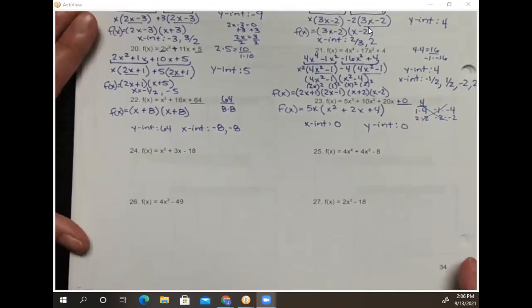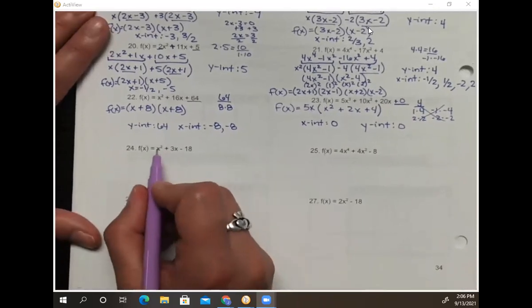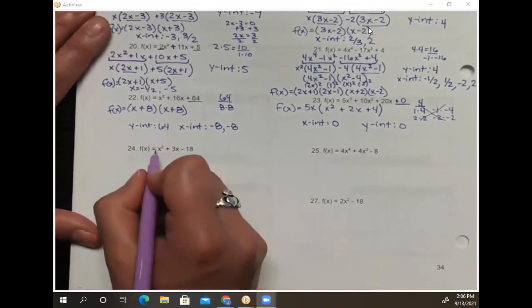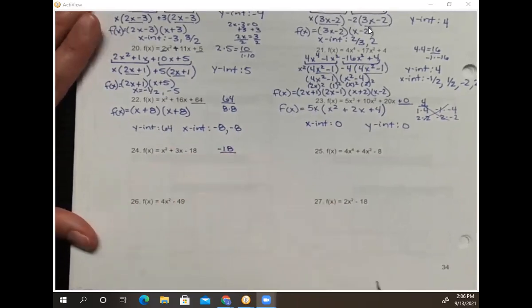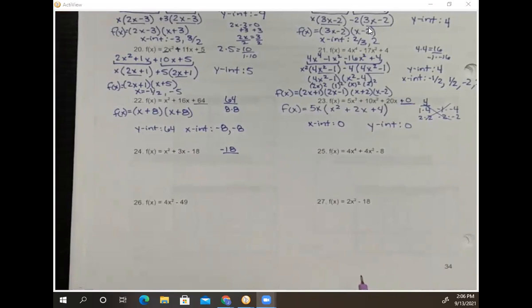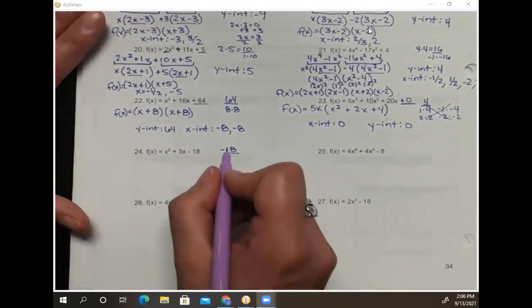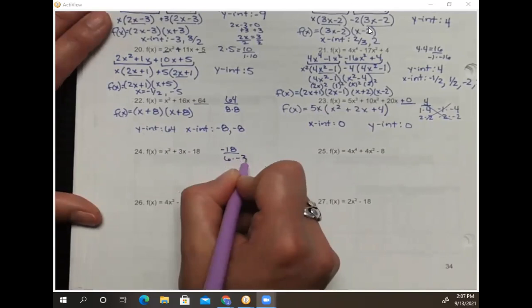A few more on this page. Number 24, no GCF for the entire thing, and my lead coefficient is 1. So we're going to go ahead and use our guess and check method here. I need factors of -18 that would add to 3. So I'm going to use 6 and -3.